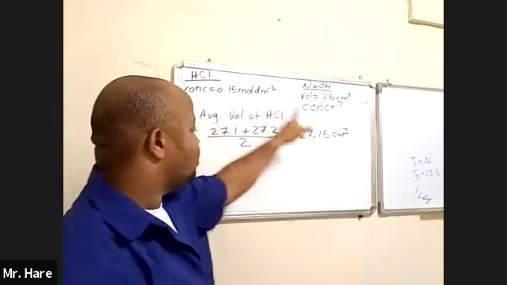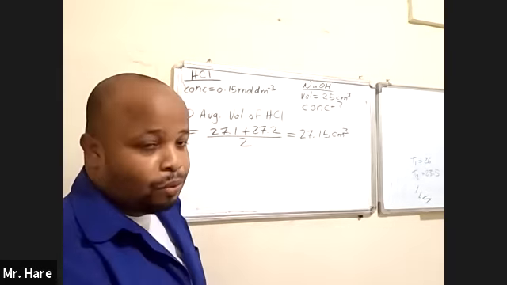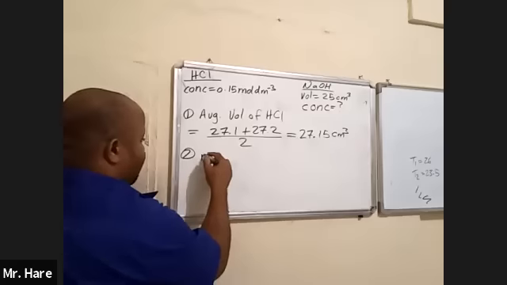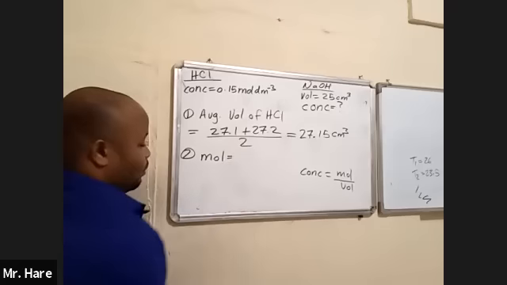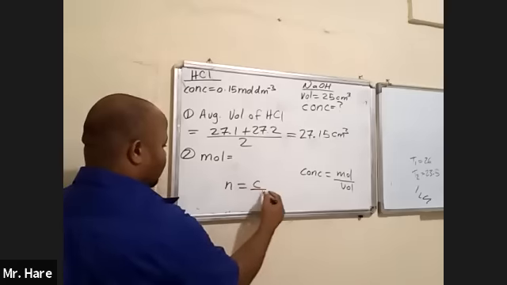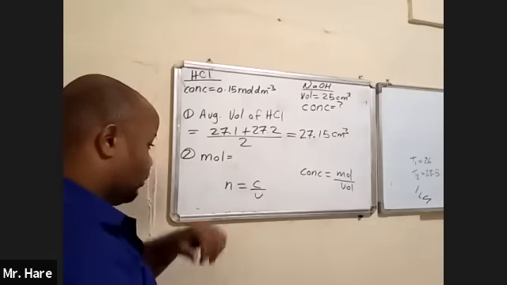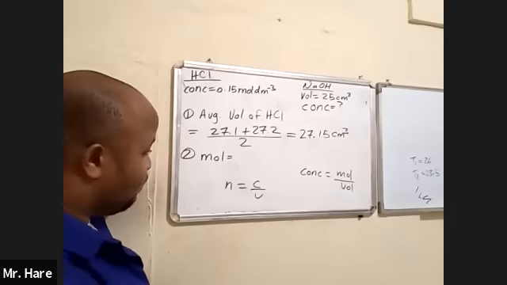So just remember, whichever solution I have concentration and volume for, what are you going to do? You are going to find the number of moles. So remember, if concentration is equal to mole over volume, what is the formula for moles? N equals C over V? N is moles. And C is concentration? Yes, sir.